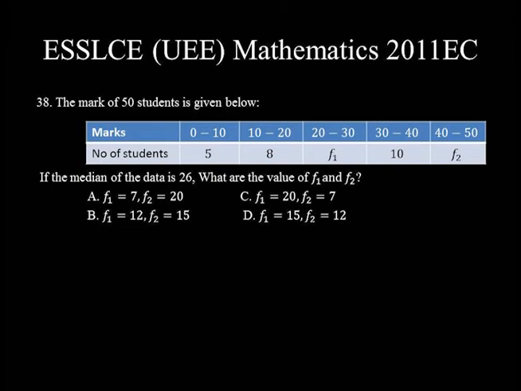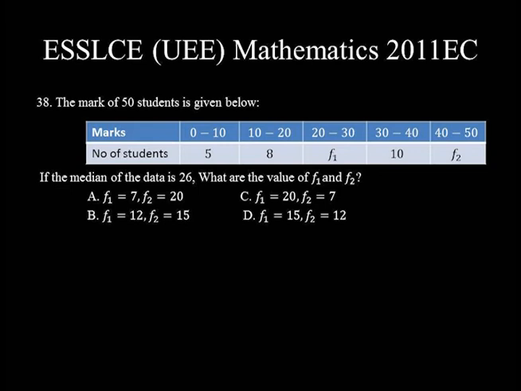Marks, number of students. 5 students score 0 up to 10. 8 students score 10 up to 20. F1 students score 20 up to 30. 10 students score 30 up to 40. F2 students score 40 up to 50. If the median of the data is 26, what is the value of F1 and F2?